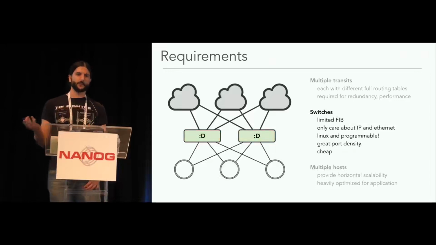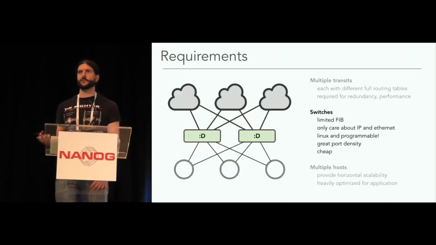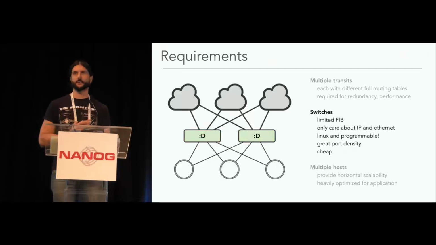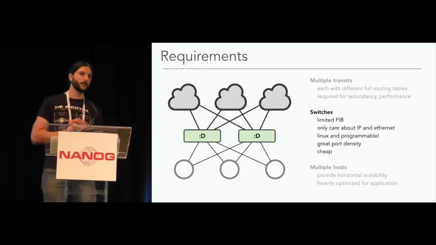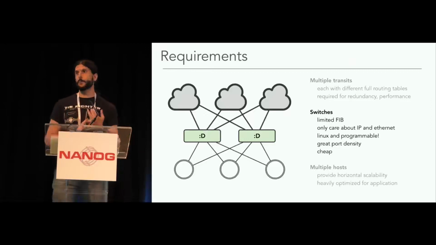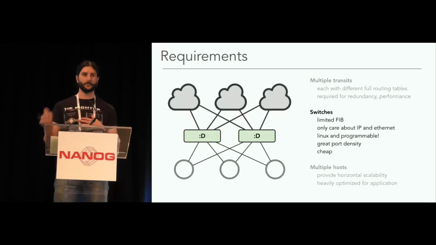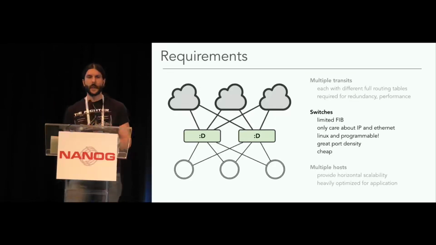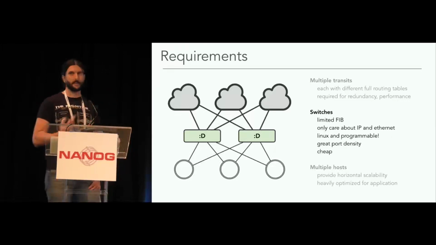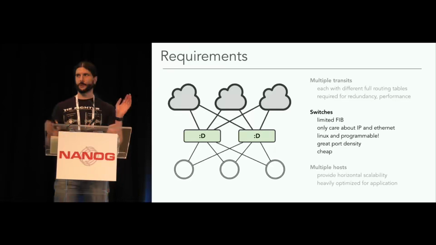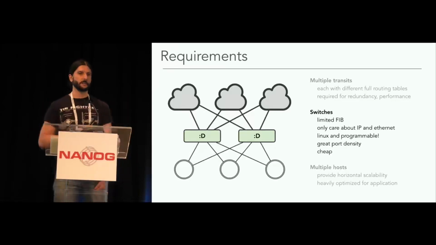On the other hand, you have switches. Switches, they're super cheap. The port density is great, which means that you don't need that much space to rack them. They don't consume that much power, which is good, because that means that you can have even more servers in the rack. However, it has some limitations. Like, for example, you cannot fit all those routes that you are going to be getting for your transits into the FIB. And also, back in 2013, switches only cared about IP and Ethernet, which means that if you want to start doing overlays or stuff like that, that's not an option.